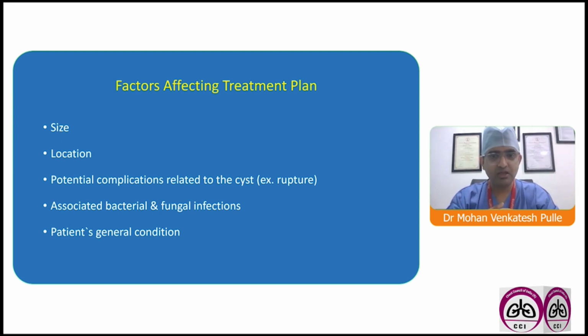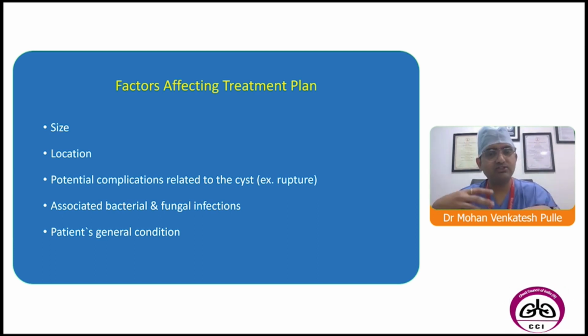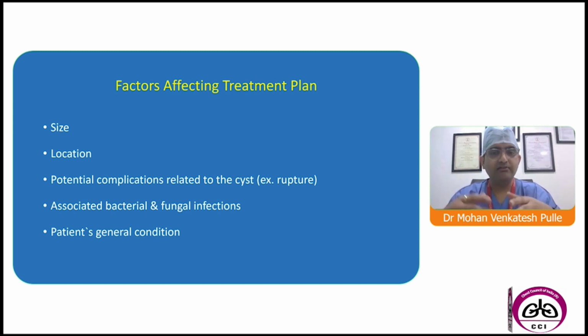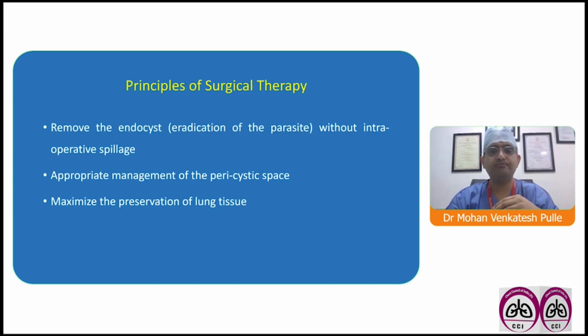In addition to that, we also have to see the potential complications related to the cyst, like intrabronchial rupture or consolidation of the lung, or sometimes rupture into the pleura, causing dissemination inside the pleura. There is also the possibility that these are affected by associated bacterial and fungal infections. And most important, in addition to all these factors, we have to see the general condition of the patient to decide about the surgical treatment.